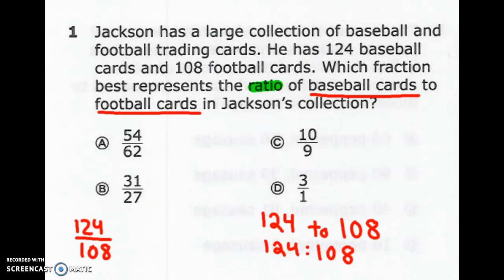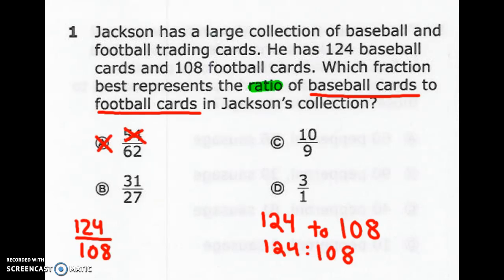So we can eliminate letter A because 54 is not the greatest number of the two. Now, we look at letter B. We have 31 over 27. 31 is the bigger number. This is a possible answer. Letter C, 10 over 9. 10 is the bigger number. C is a possible answer. Letter D, 3 over 1. 3 is the bigger number, so D is a possible answer.